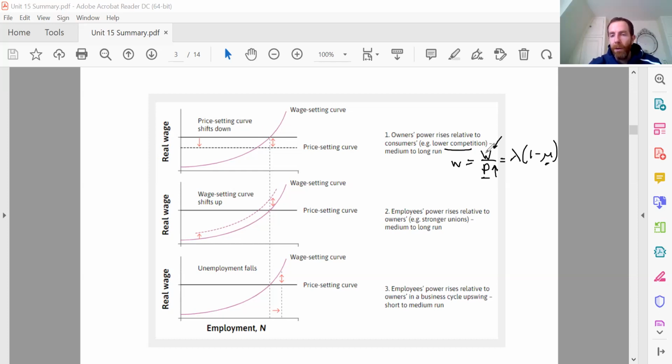Well, if W, the nominal wage, stays the same and the price level goes up, the real wage is falling, and that means the price setting curve is falling. And what do we see here?